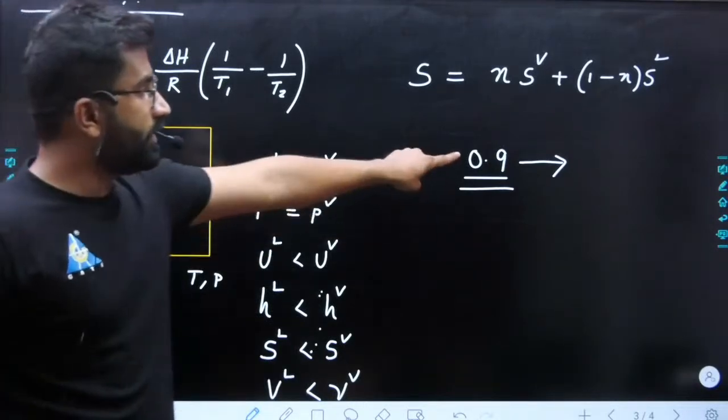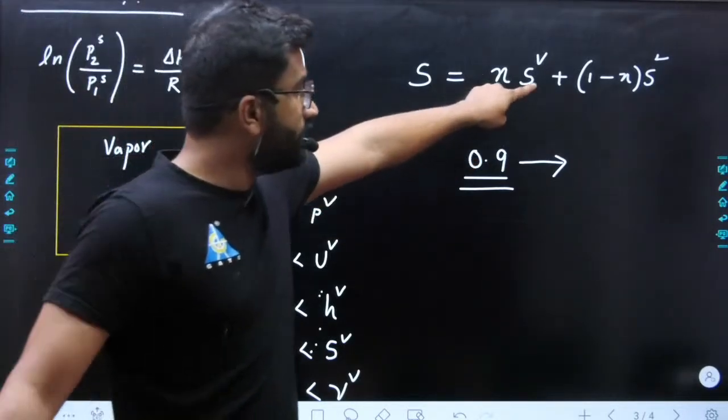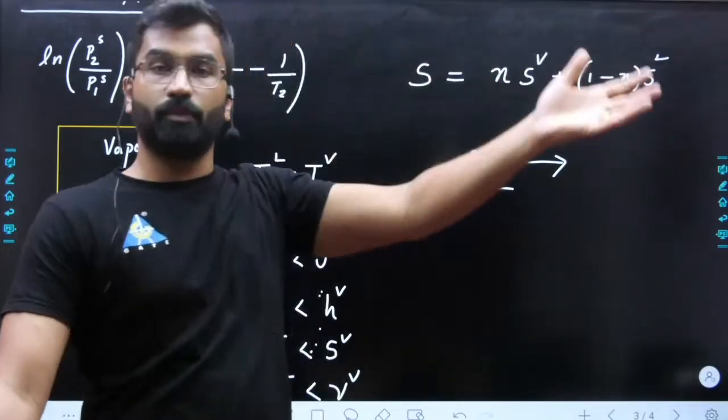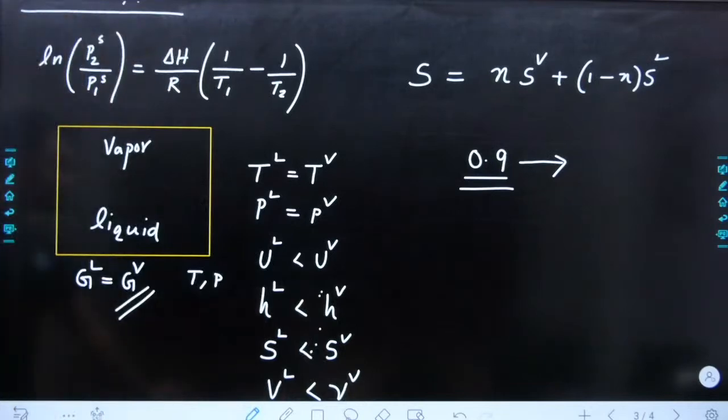Yes, so x is 0.9 means what, यहां पे वेपर की एंट्रोपी ज्यादा होगा, so entropy of the system will be more. ठीक है, yes. So once this is done, we will move to fugacity.